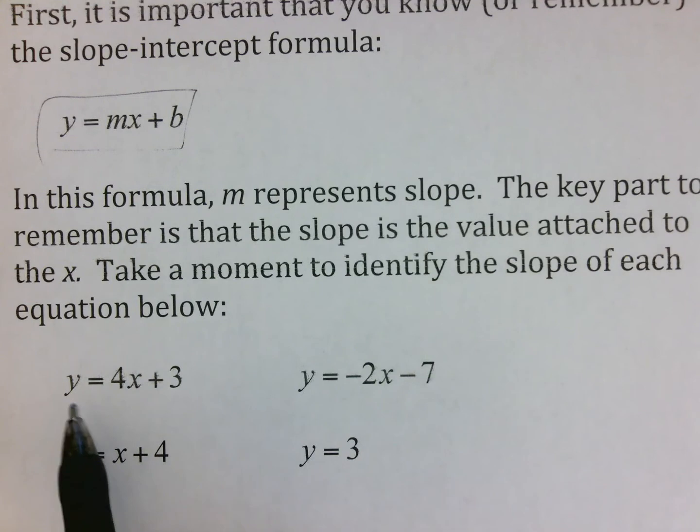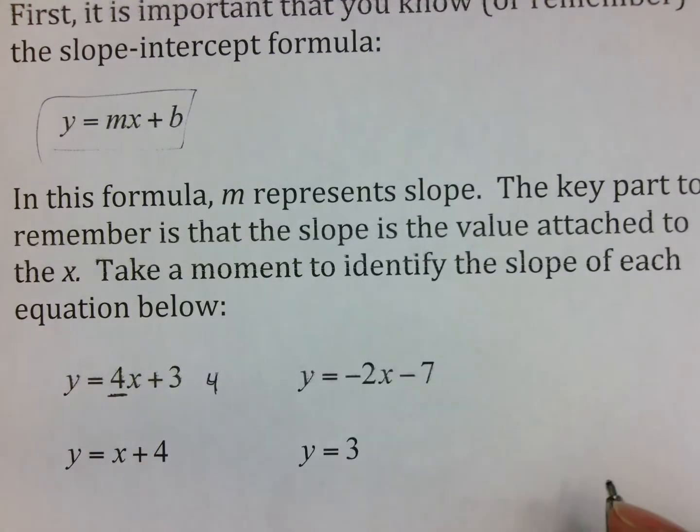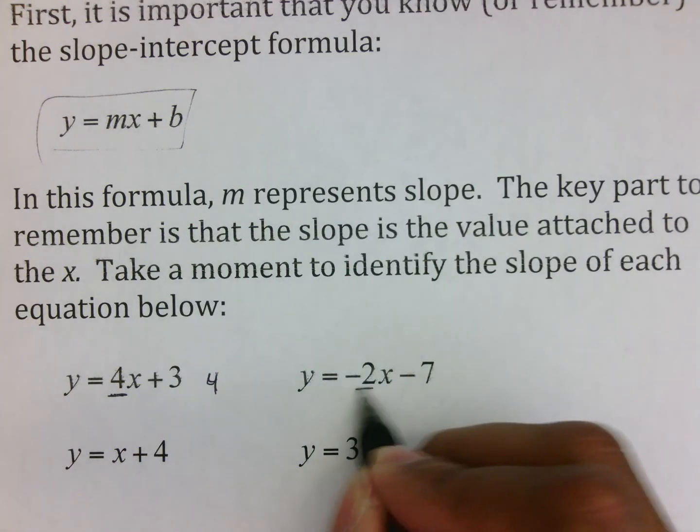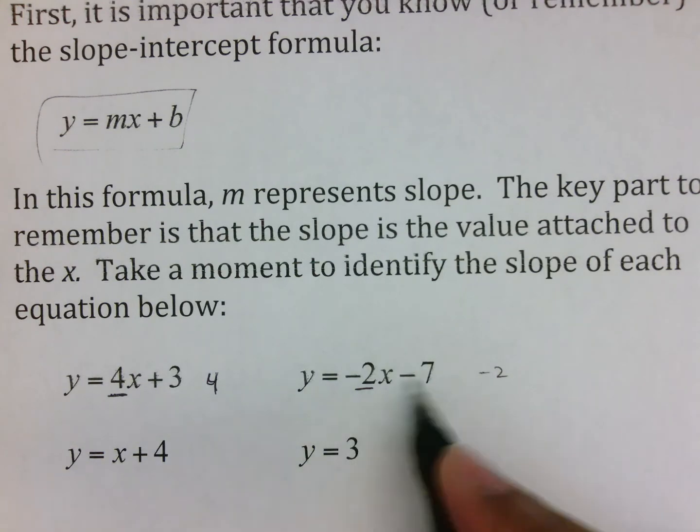If we see an equation that looks like this, y equals 4x plus 3, again, I will say slope is attached to x. The slope of this equation is 4. If I was asked y equals negative 2x minus 7, the slope, again, is always attached to x. So the slope here is negative 2. Whenever y is alone, the slope is attached to x.